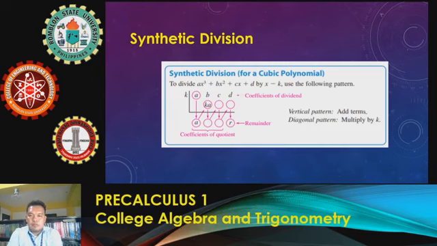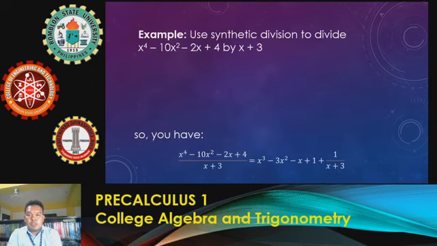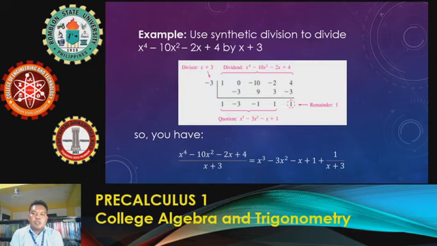Okay. Next, example tayo ng synthetic division. To divide x to the 4th minus 10x squared minus 2x plus 4 by x plus 3. Ito po siya. So, the coefficients are 1, then the cube is 0, then the squared is negative 10, then x is negative 2, then 4. Wala kasing cube dito, kaya nilagyan dito ng 0 na value, no?